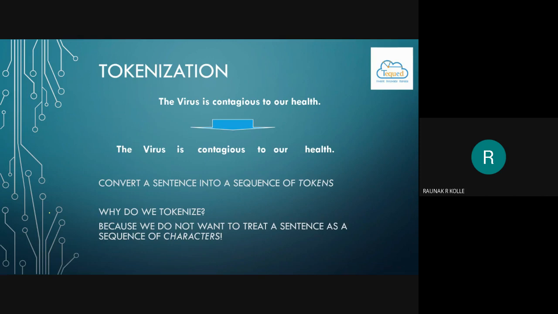Tokenization. Tokenization is the splitting of the words in a sentence. For example, the sentence "the virus is contagious to our health" can be split into "the", "virus", "is", "contagious", "to", "our", "health". So we can see that each word is considered a token and is split, converting a sentence into a sequence of tokens.